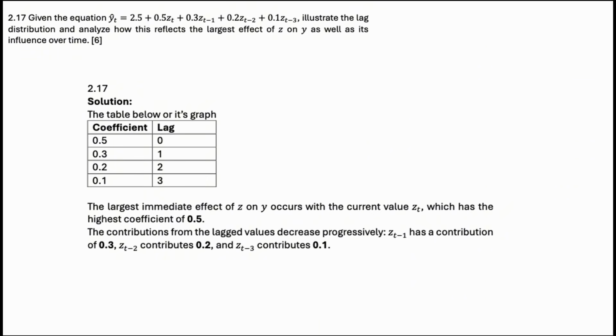And we can see that this decays, right? So lag 1 has a larger coefficient than lag 2, which has a larger coefficient than lag 3, right? So they decrease progressively. So what's really important in determining or predicting the dependent variable in the current year is just the value of the explanatory variable in the current year.